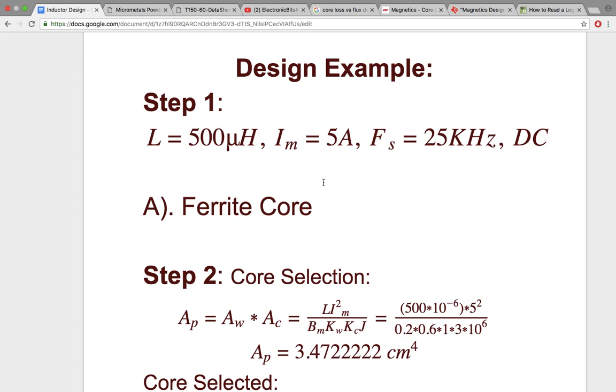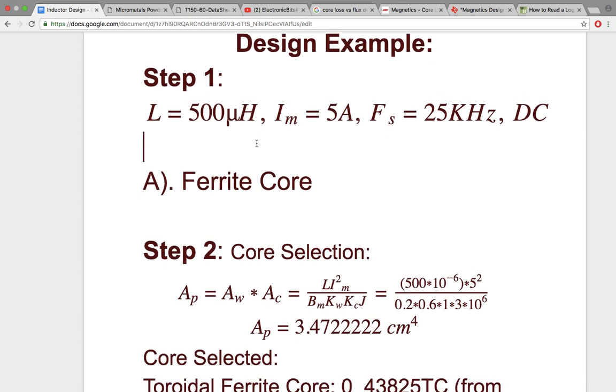So let us take this example and design an inductor. Let's say in our power converter we want to operate at 25 kilohertz in a DC application. Let's say DC converters like buck or buck boost, and our inductance value has come to 500 microhenry, and our maximum current which we want to operate is 5 ampere. So for this application we want to design an inductor. I have taken two toroidal cores here. One is a ferrite core, one is an iron powder core.